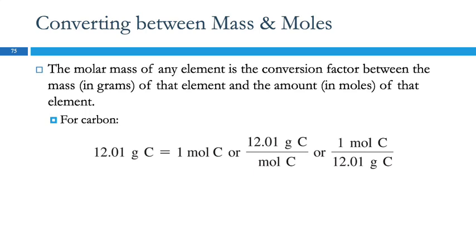So we call that the molar mass. It's the mass of a mole, as opposed to the atomic mass, which is the mass of an atom. So 12.01 grams of carbon is equal to one mole of carbon, and so we can make two different conversion factors to use in dimensional analysis.